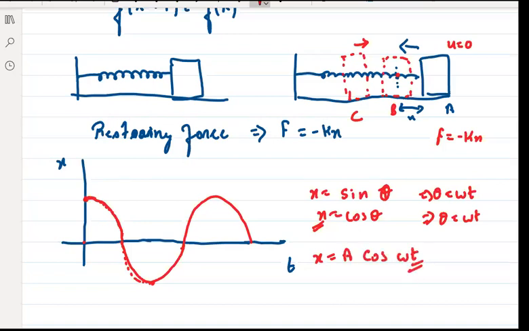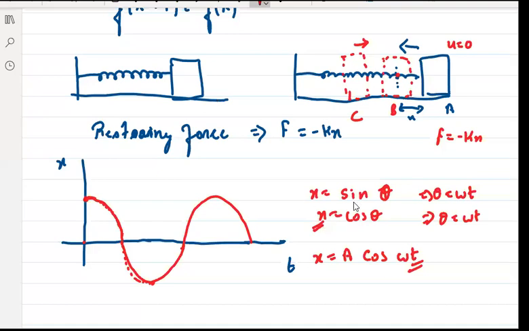Yes or no? Everyone got this? Anyone have any issue till this point? Vivek, Nishita, Sumaya is absent, Samya, Samarth, clear? And what is A? A is the maximum displacement, the maximum position, which is your amplitude.